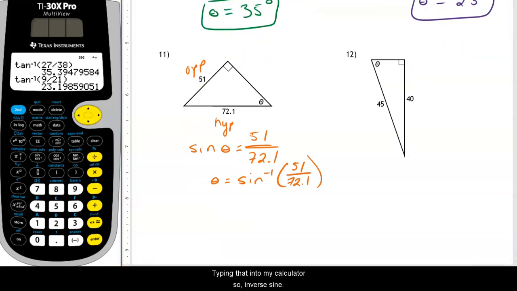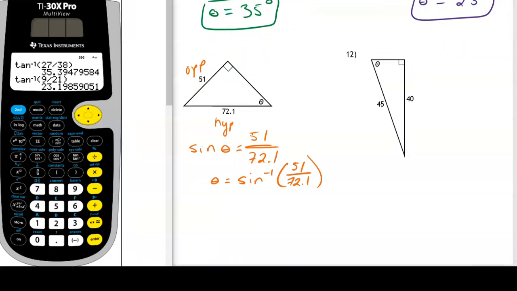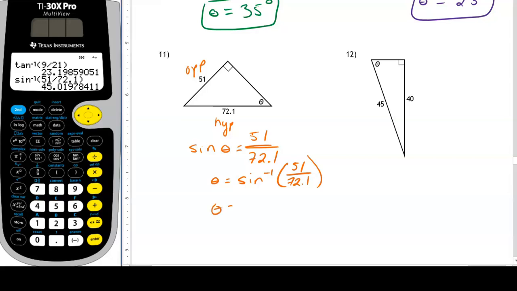Typing that into my calculator, so inverse sine 51 divided by 72.1. Oh, too many 7s in there. Into my parentheses. So theta would equal the result.